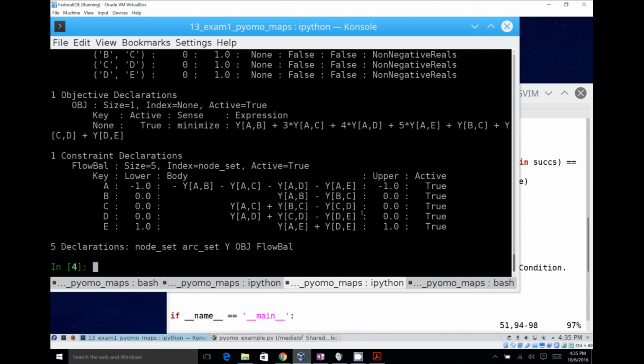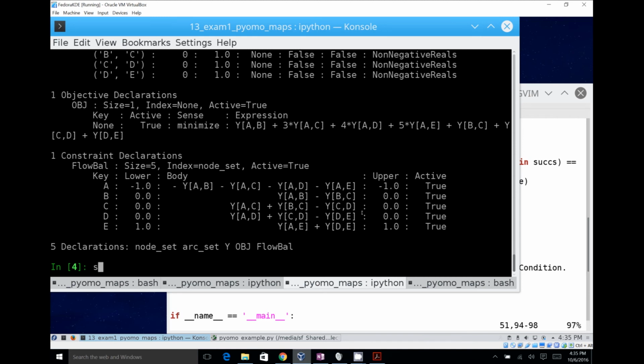Yeah? Why does the objective have active? Okay, because oftentimes when I'm solving a problem, I might want different objectives. So sometimes I might want this, and sometimes I might want that. And so Pyomo has, you can add two objectives, turn one off, optimize this one, turn this one off, turn this one on, optimize this other one.